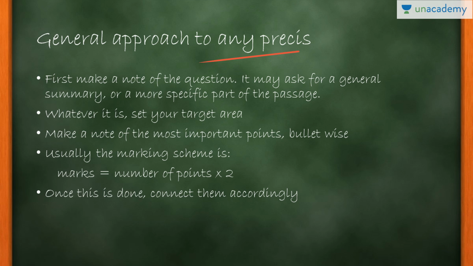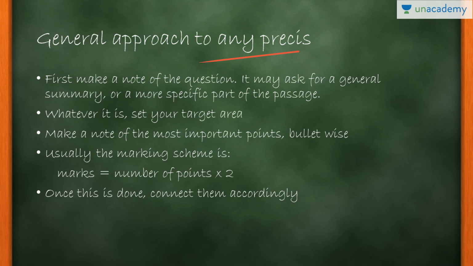The next thing is set your target area. That is, once you've read the question, obviously now you know from which part of the essay or the given passage you need to write the Preci. So your target area should be clearly set. Next thing is you need to make a note of the most important points in that target area. Write them in bullets. Okay, whatever the points you think are most important. Usually these are key points. Okay, you'll be able to understand them once you read passages. So make a note of those points.